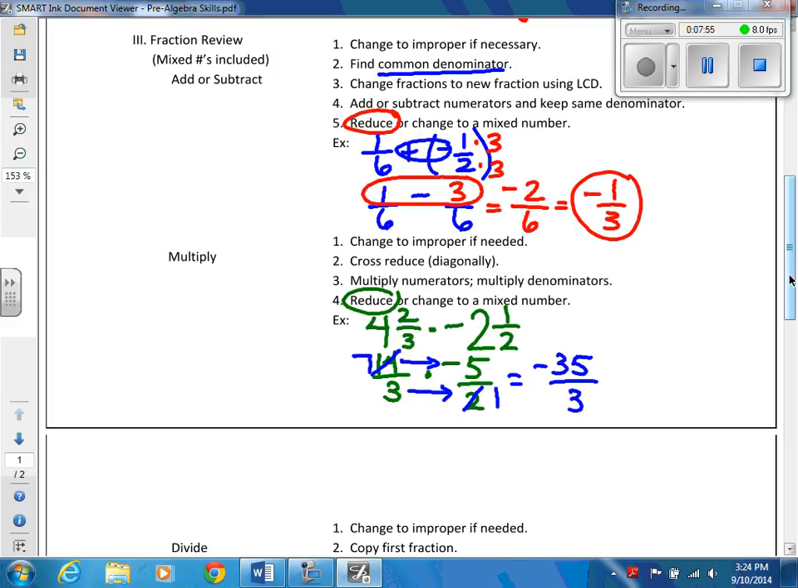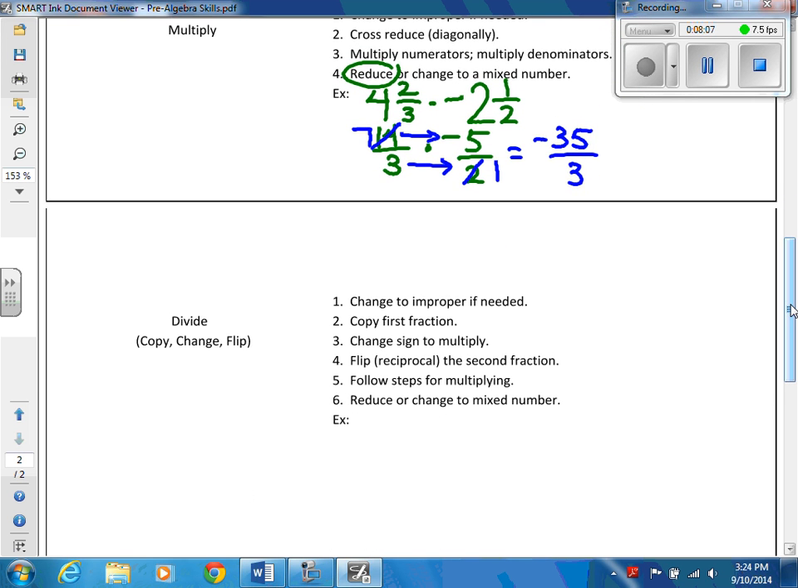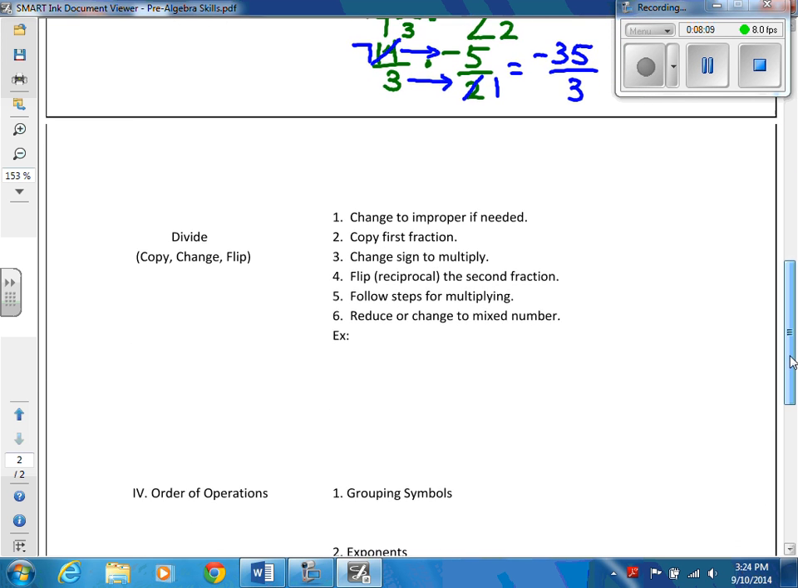You can convert this to a mixed number if you wish to, but in Algebra 1, we operate with improper fractions all the time. So if you leave it improper, you're actually better off than if you convert it to a mixed number, because eventually you'd have to go back anyway. So just leave it at improper as long as it's reduced and move on.